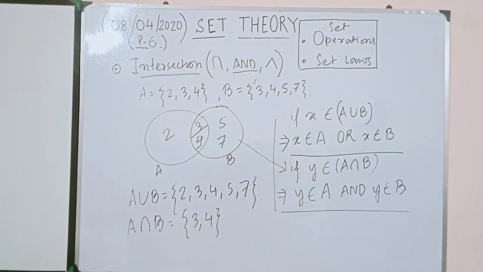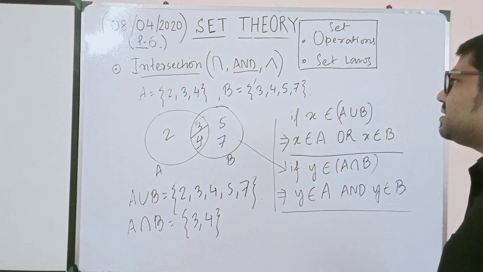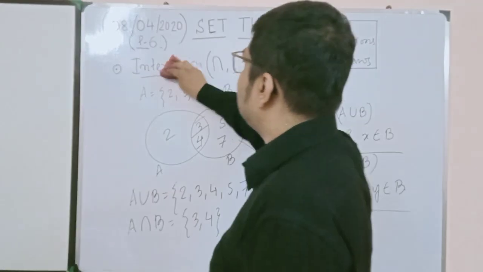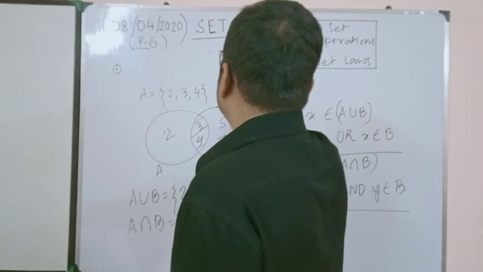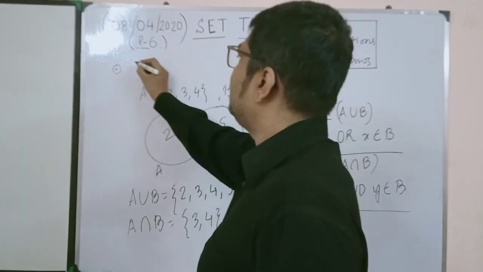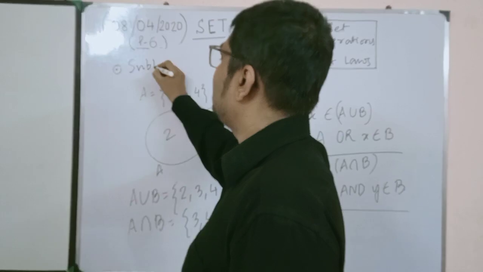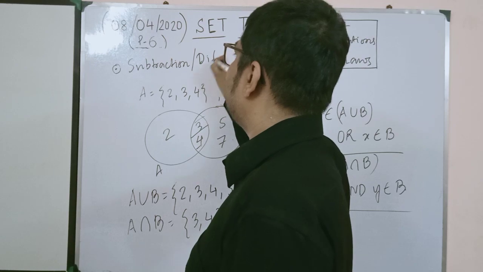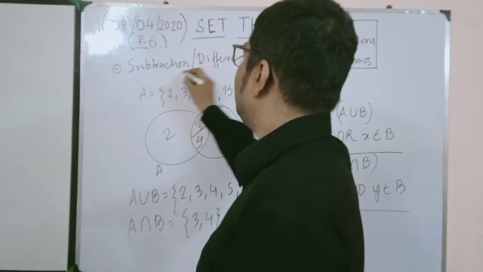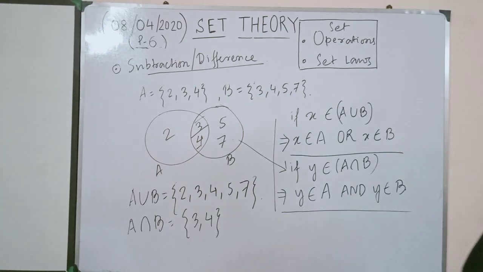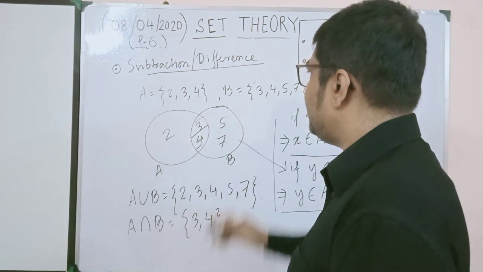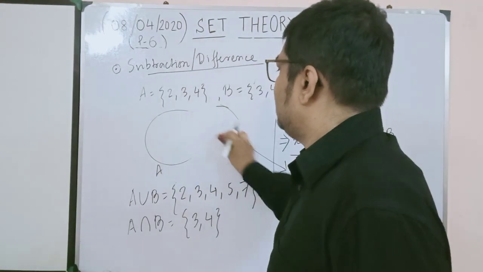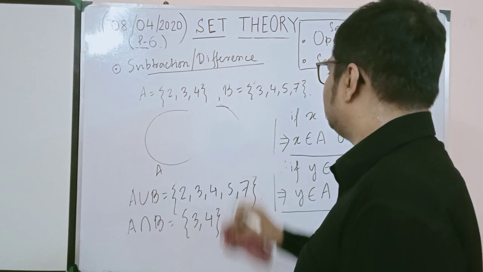So this is how we get the operations, union and intersection. Apart from this, we also have subtraction. Subtraction of sets, that I will show you. Again we take the same example. So subtraction, or you can say difference, set difference between two sets. I will take the same example and this will be something like A minus B.